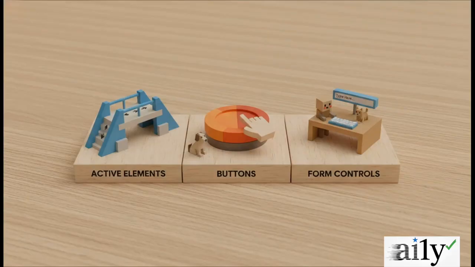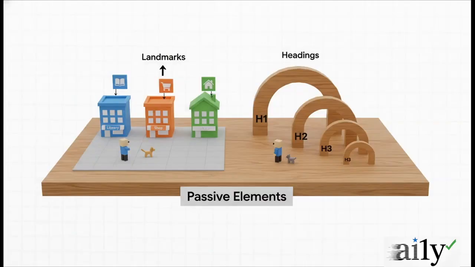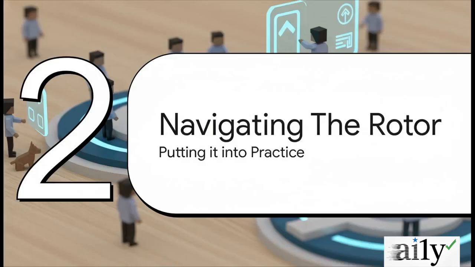For a solid starting point, we really suggest enabling links, form controls, and buttons. And then you've got passive elements. Now these aren't interactive, but they are absolutely crucial for understanding a page's structure and its layout. If you enable landmarks and headings, it allows you to quickly jump between the major sections of a page, which is super helpful. And just like that, the setup is actually complete. Pretty easy, right? So now for the second part, actually using the rotor to navigate. Let's move on to the controls and see how this all works.